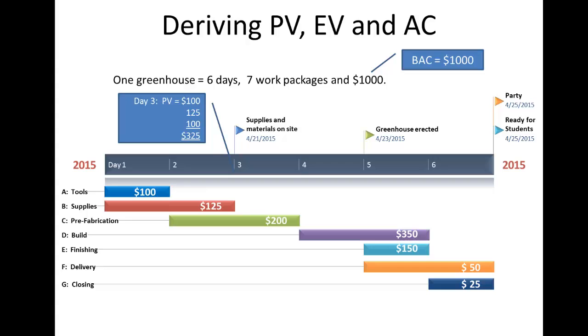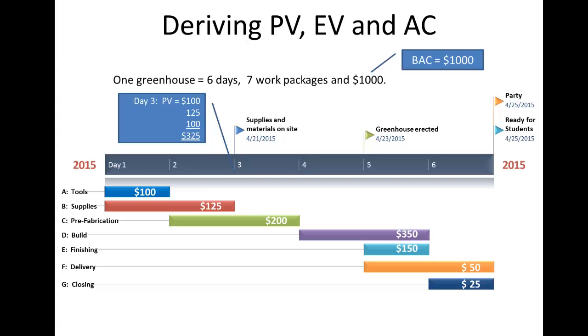So package A, the equipment and tools acquisition, will start on day 1 and take 1 day, while the supplies and materials are planned to start on day 1 as well and take 2 days. The flags on the top are your milestones, and the planned value is represented in dollar amounts on the colored bars. So you'll see package A is plan value of $100, B $125, C $200, D $350, E $150, F $50, and G $25. That's a total of $1,000.